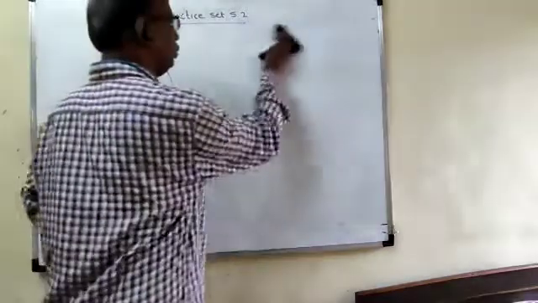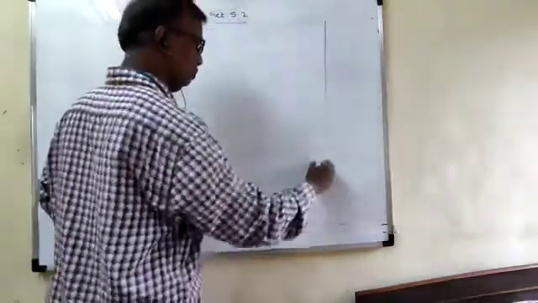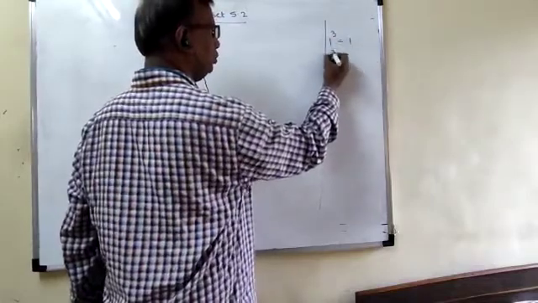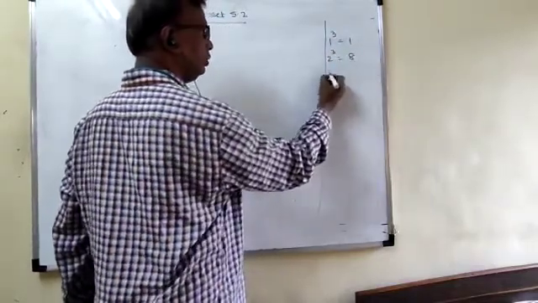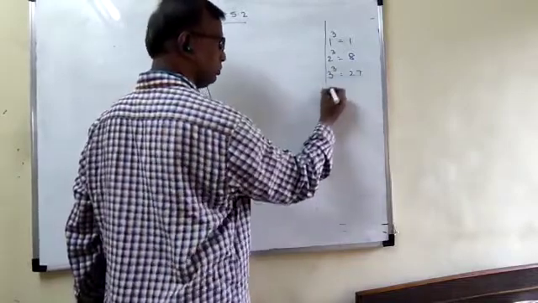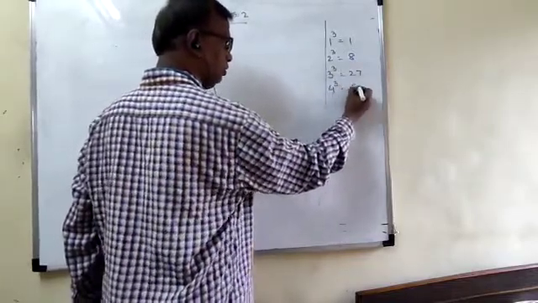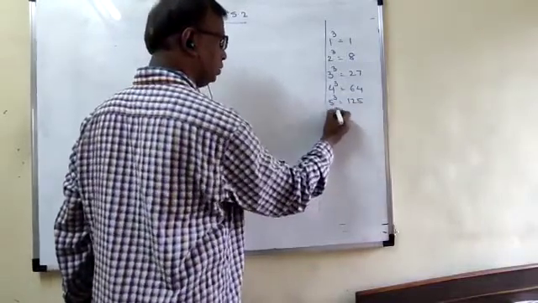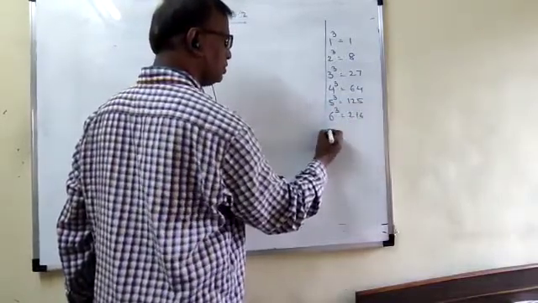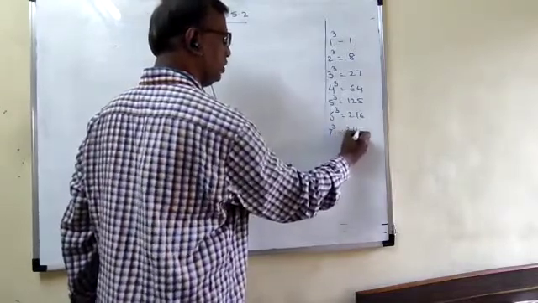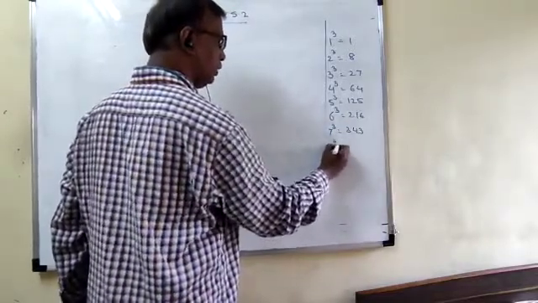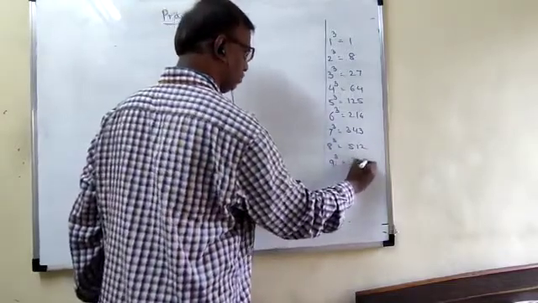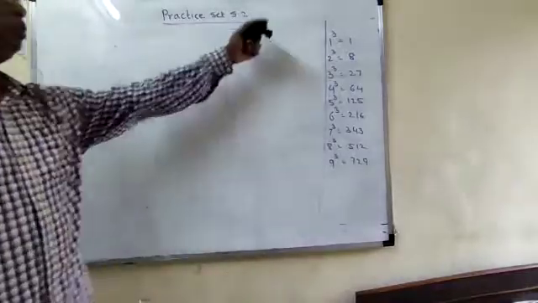And also we should know the cubes. 1 cube is 1. 2 cube is 8. 3 cube is 27. 4 cube is 64. 5 cube is 125. 6 cube is 216. 7 cube is 343. 8 cube is 512. And 9 cube is 729. Okay, these are the cubes you should learn.